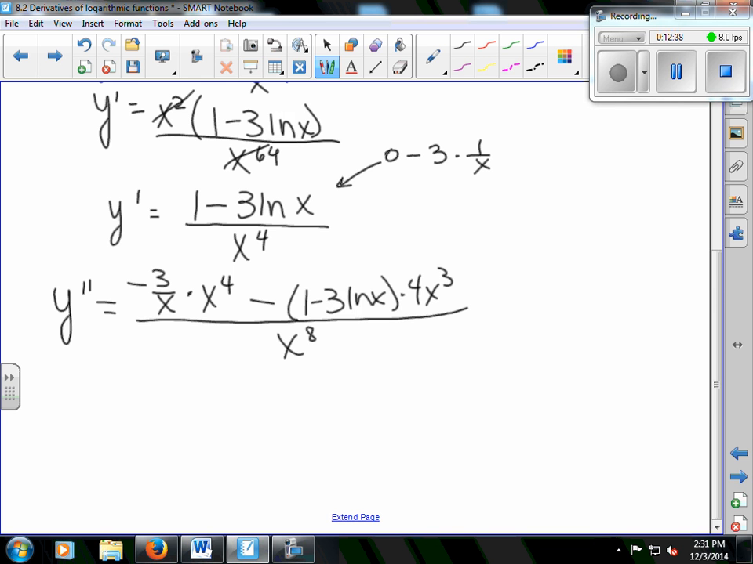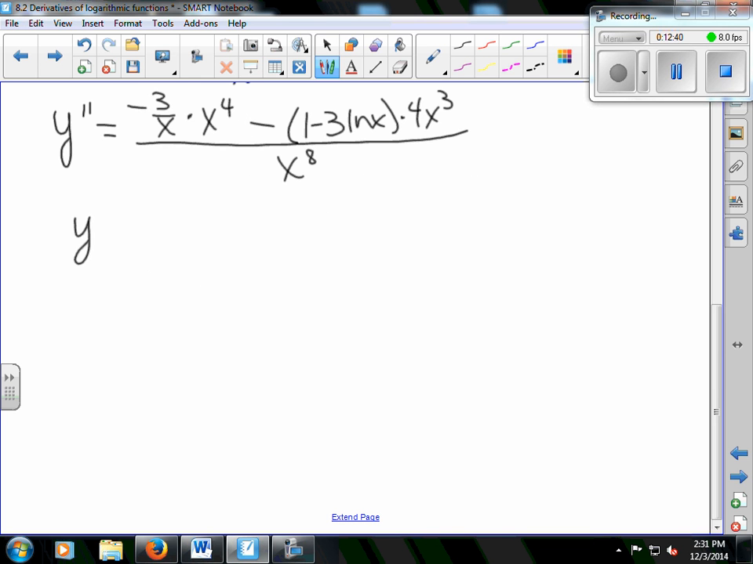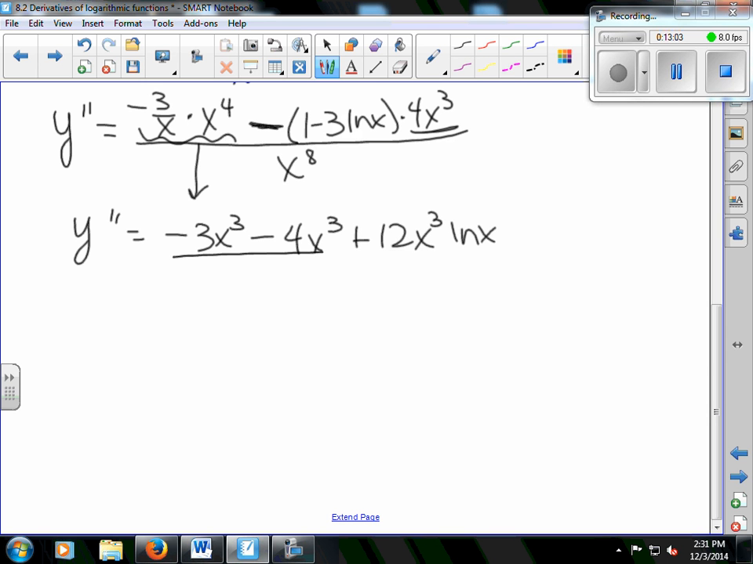I'm going to simplify this just a little bit. This is negative 3x cubed for this term right here. And now on this second term with the minus f g prime, I'm going to go ahead and distribute my minus at the same time as I distribute my 4x cubed. So that's minus 4x cubed plus 12x cubed ln x, all divided by x to the 8th.